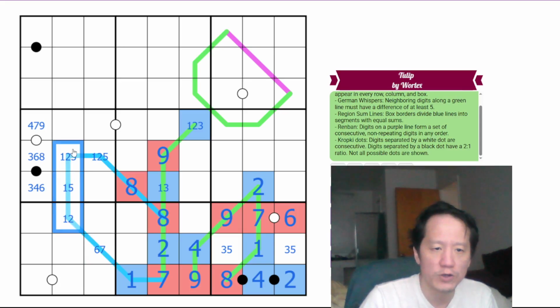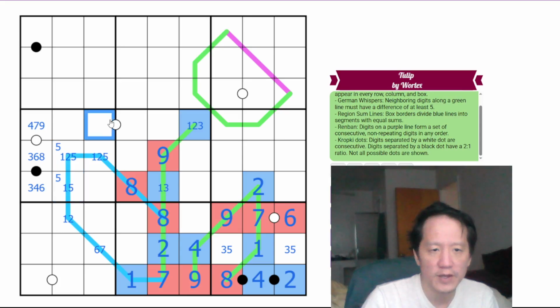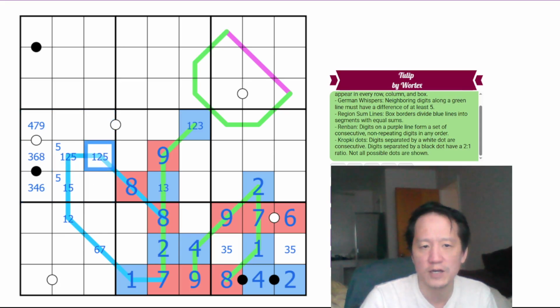We now have a 1, 2, 5 triplet in column 2, which eliminates 1, 2, and 5 in the rest of the column. Therefore, this can't be 1, 2, 5. This can't be 1, 2, 5. Where is the 5 in column 2? It must be one of these two digits. Which means, in this box then, we cannot have a 5 anywhere else in that box besides those two cells. Therefore, this can't be a 5 here.